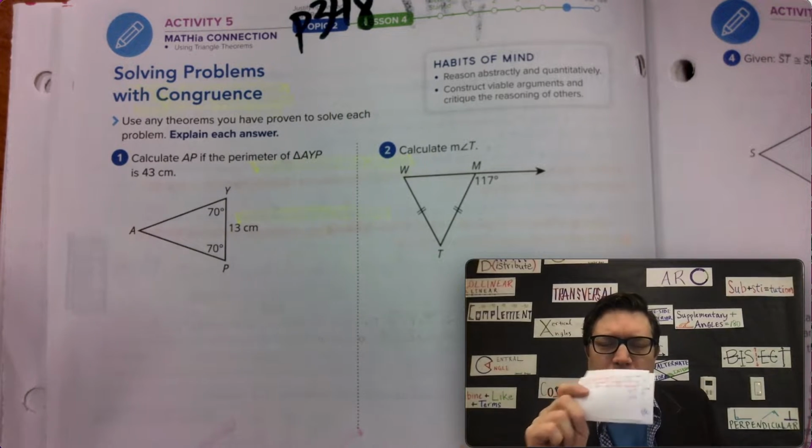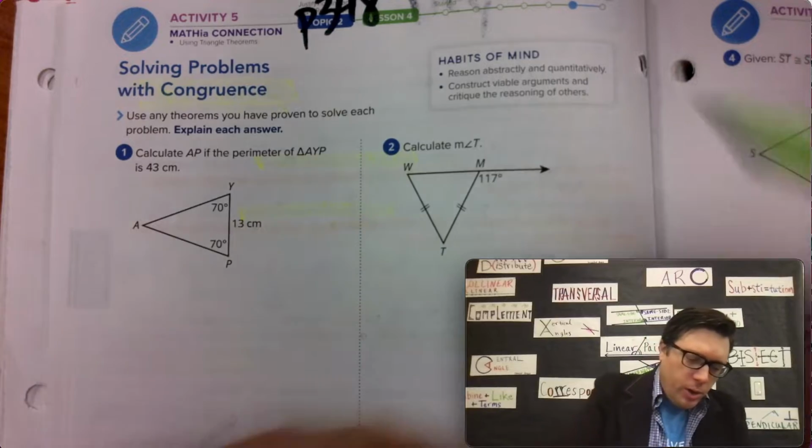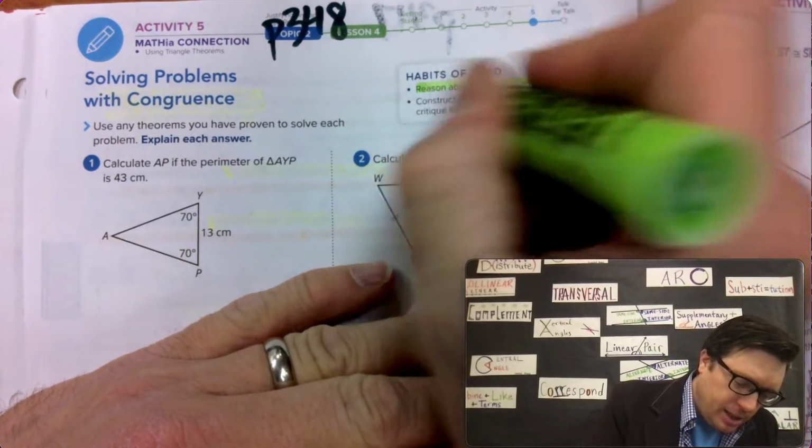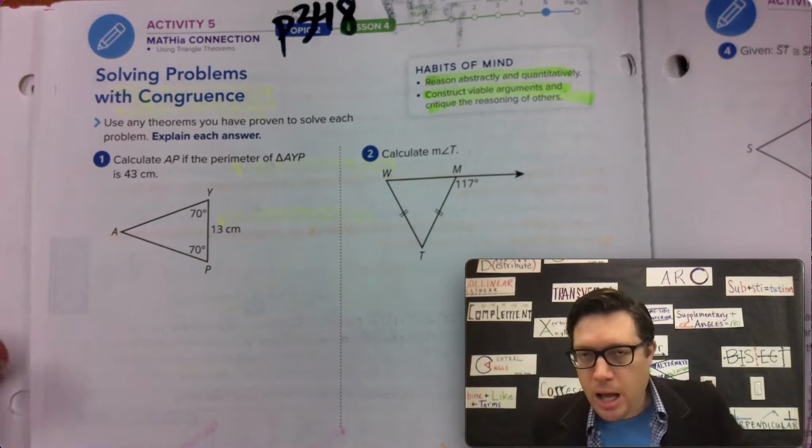Welcome everyone. It is page 348. We are solving problems with congruence. We are going to reason abstractly and quantitatively. We're going to construct viable arguments, and we're going to critique the reasoning of others.